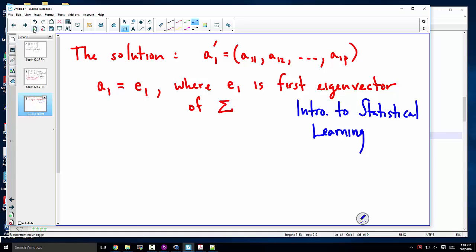How do you order eigenvectors? It's going to be the eigenvector that has the largest eigenvalue. So I'll clarify that.